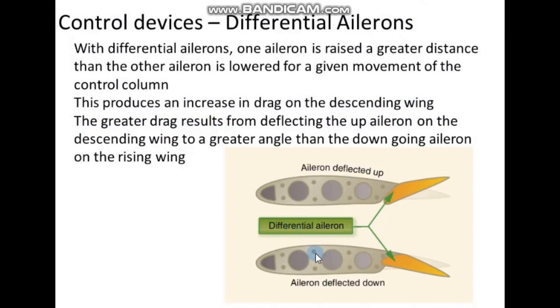As we see in this figure, the aileron on the wing that goes up will go further than the aileron that goes to the lower side, and this helps the upper wing to produce more drag, and this will equalize the drag produced from the lowered aileron and will prevent the adverse yaw.